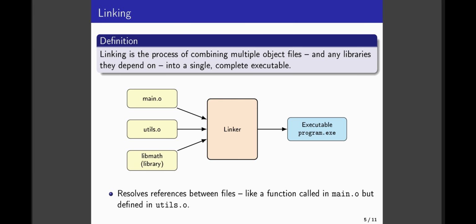Then what is linking? Linking is the process of combining multiple object files and any libraries that they depend on into a single complete executable. In the diagram we can see main.o, utils.o, and a library called libmath all flowing into the linker, and out the other end comes a single complete executable, program.exe. So what is the linker actually doing behind the scenes? It resolves references between files. For example, if a function is called in main.o but actually defined in utils.o, the linker is what connects those two pieces together correctly.